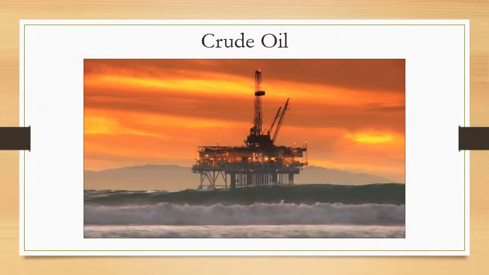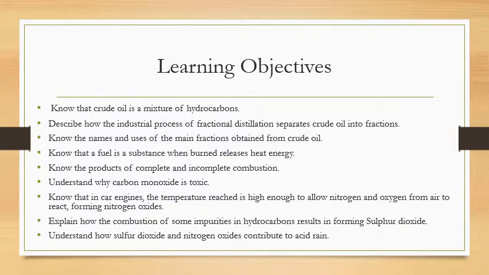Welcome to the next topic in chemistry, crude oil. So these are the learning objectives for the topic. Lots of objectives. For example, know that crude oil is a mixture of hydrocarbons, describe the industrial process of fractional distillation, which we touched on in the first unit. Know the names and uses of these fractions.